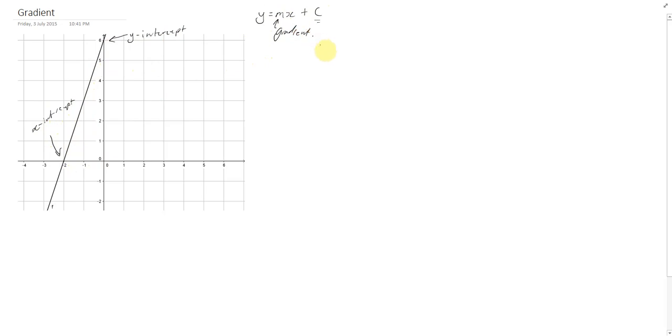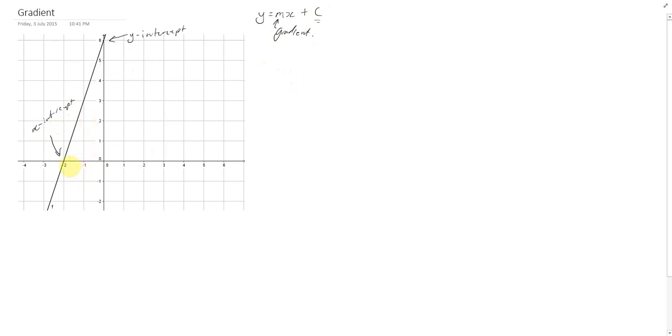The gradient gives us how steep the graph is, and that's what we're trying to discover in this video. We're trying to find out what actually is that gradient. It's the steepness, and it would be less steep if it went further across than it did go up. So the steepness is given by how far up it goes for every stage that it goes across. For every one that it goes across, how many does it go up? That's what the gradient is.